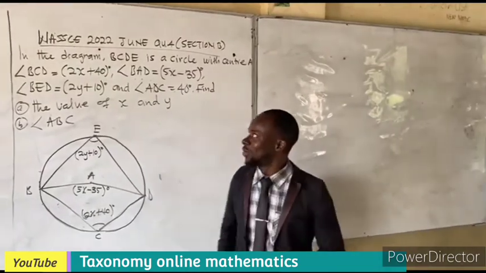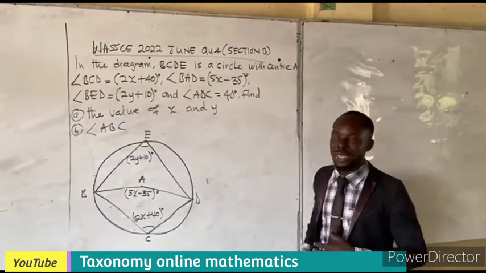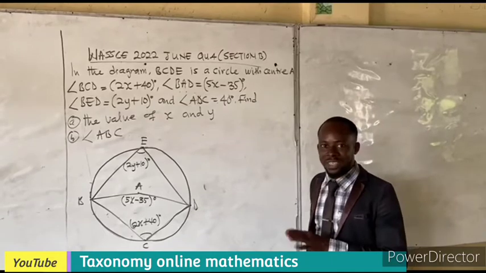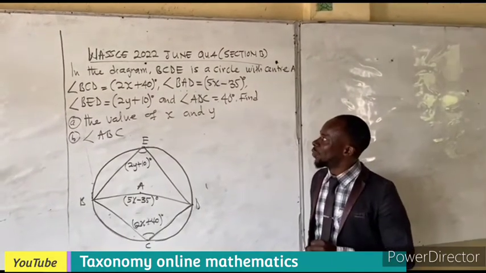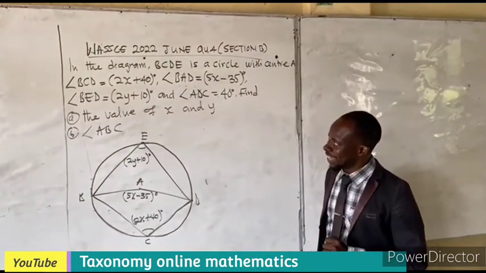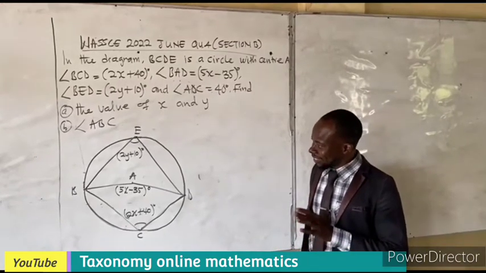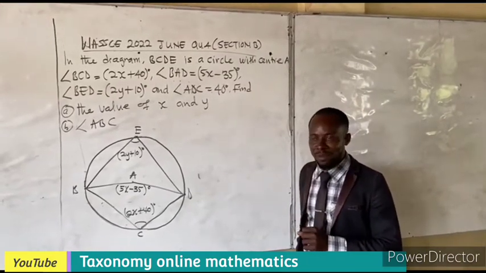We are continuing with our trending WASSCE question. So far we are done with section A. Section B, we are on question number 4, and this is on circle theorem, a very nice question.